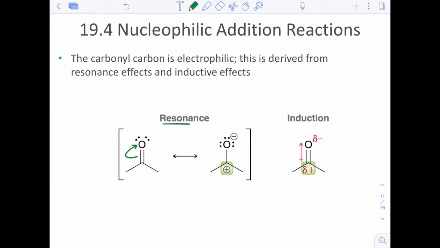So resonance is the actual movement of the electrons from the pi bond. Induction is just the pull of the electron density. All of those are pulling towards oxygen, so oxygen gets the delta minus, and the carbon of the carbonyl is a delta plus. So that carbon of the carbonyl is going to be our electrophile in all of these reactions. We're going to spend a lot of time looking at this carbon.